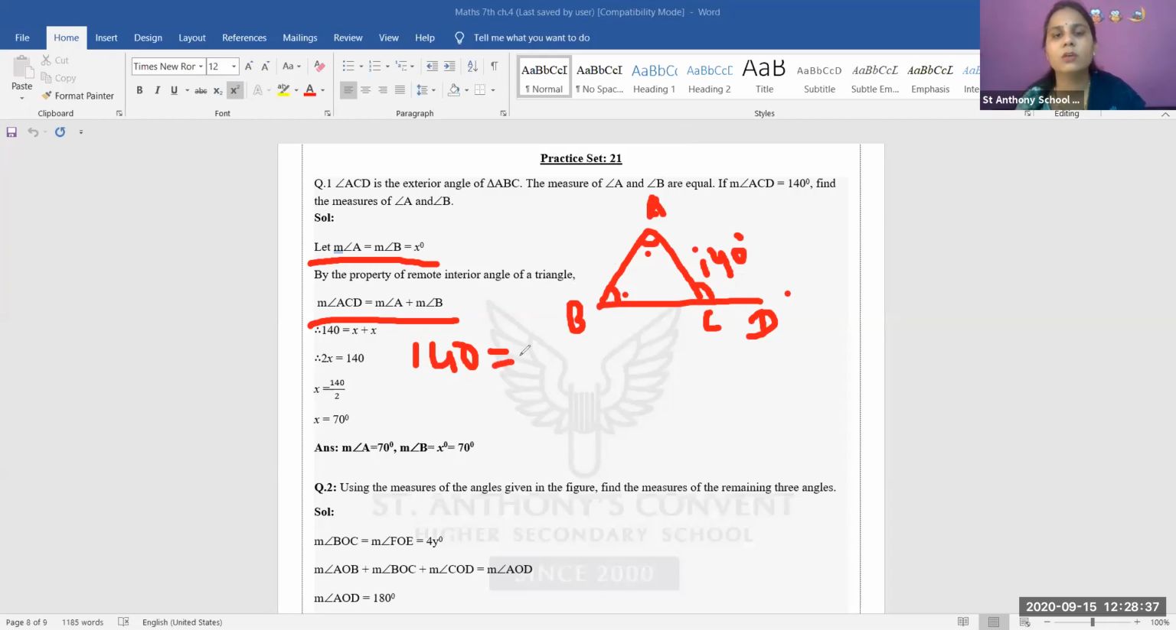What is the value of angle A? x, right? Now, what is the value of angle B? Again x, right? Now this 140 will come down as it is. Now x plus x is equal to what? x plus x is 2x, right? Now we don't want this 2 with x, so it will be shifted. But now this 2 is multiplying with x, right? So when we shift this 2 to the left hand side, it will get divided.